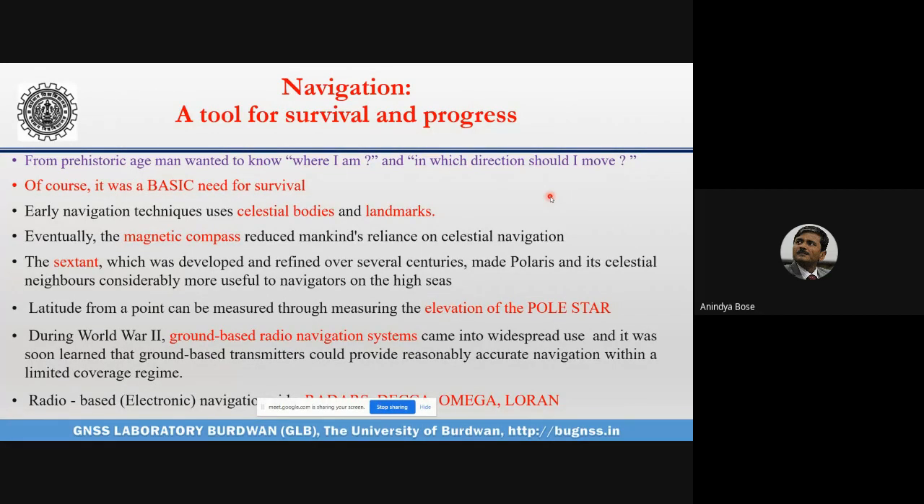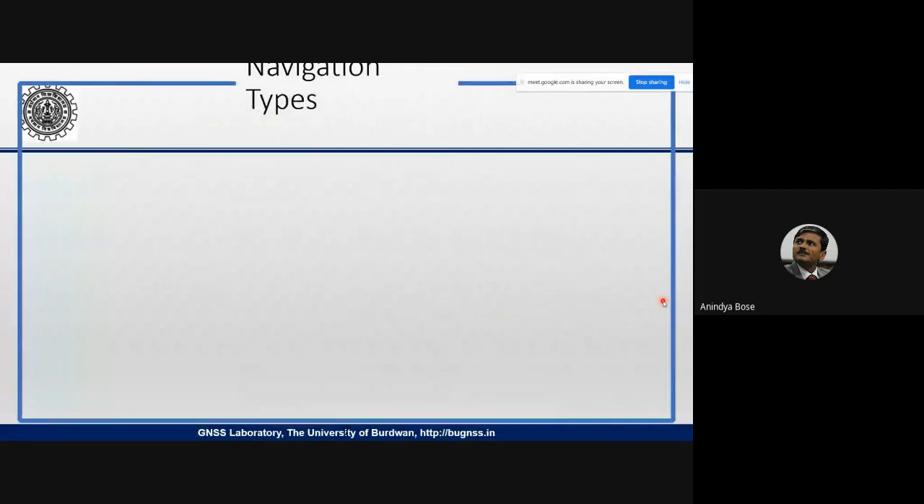During World War II, ground-based radio navigation systems came into widespread use because of the other problems I told. The examples I already told, they used RF signal, radio frequency signal transmitted from a transmitter, and the candidates were radar. The other systems you may or may not have heard of: DECCA, Omega, LORAN, etc. Even now, LORAN, the long-range navigation, is in use. But people understood that electronic navigation is the real solution.